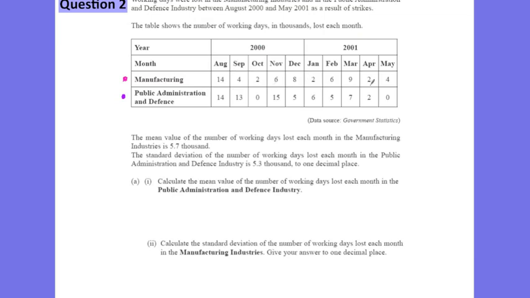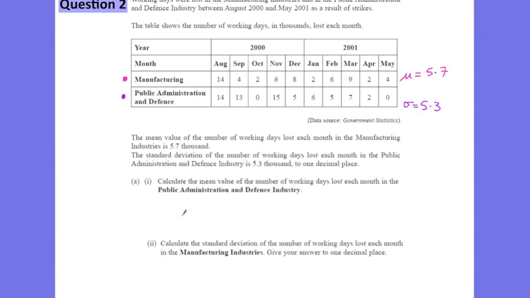So here we have our number of working days across the 2 years in the months. We're told that the mean number of working days lost in manufacturing is 5.7. So for manufacturing, our mean is 5.7 thousand. We're then told that the standard deviation in public administration and defence is 5.3. And first off, we're asked to calculate the mean value of the number of working days lost each month in public administration and the defence industry.